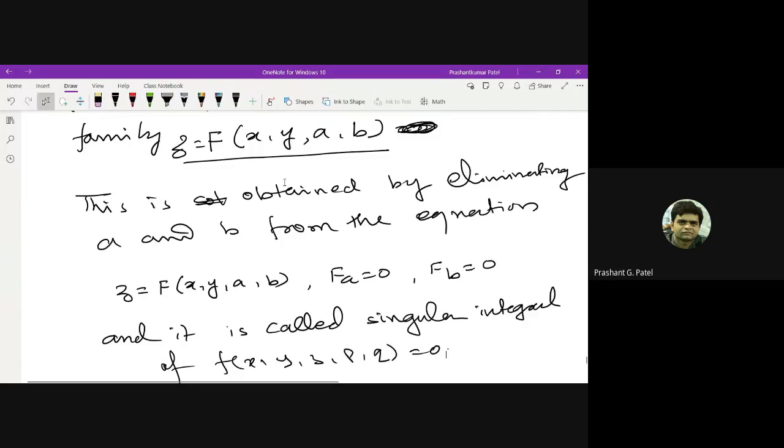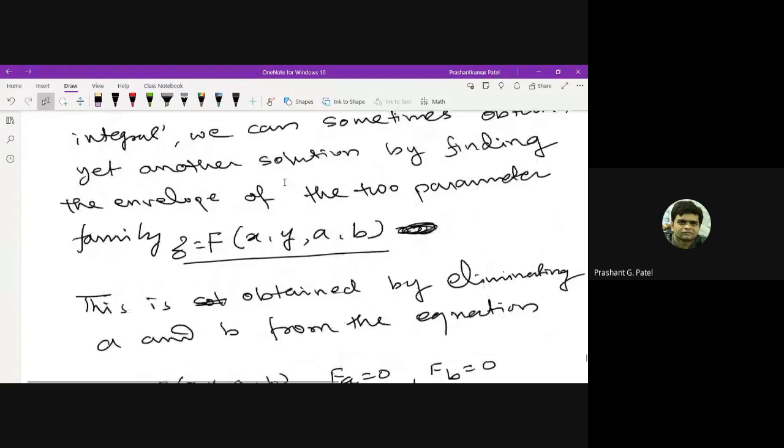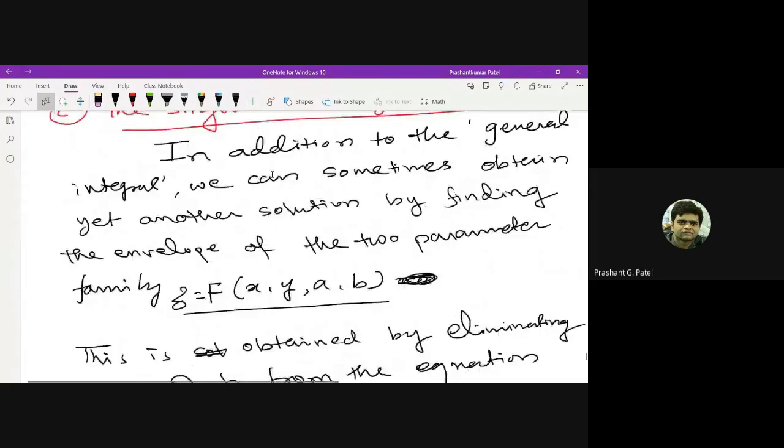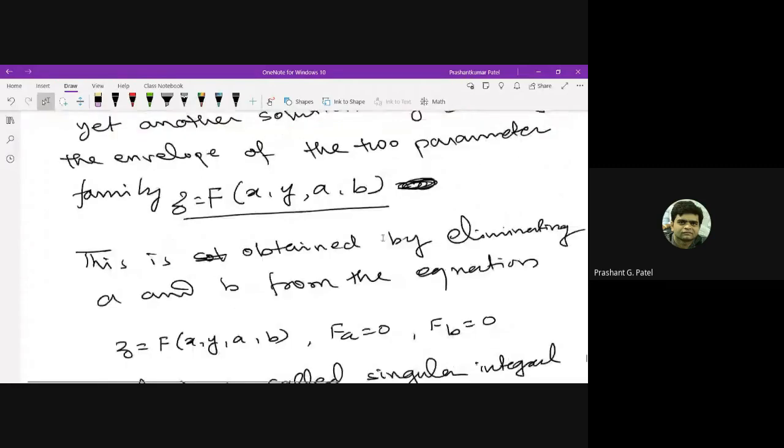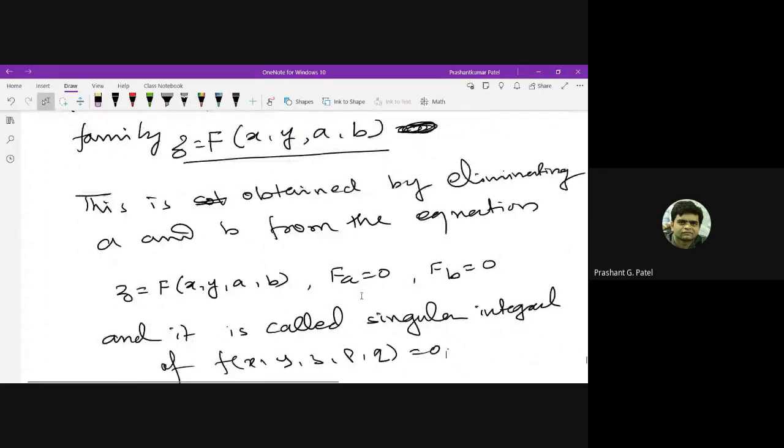So what is this called, the singular integral? In addition to the general integral, we can sometimes obtain another solution by finding the enveloping family, that is, the two parameter family. If you eliminate a and b from that family using these three equations, that is z is equal to this, fa is equal to 0 and fb is 0, whatever solution you obtain by eliminating a and b is known as the singular integral.